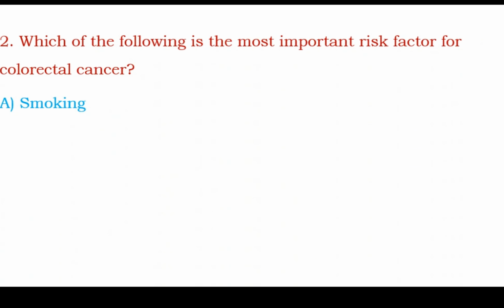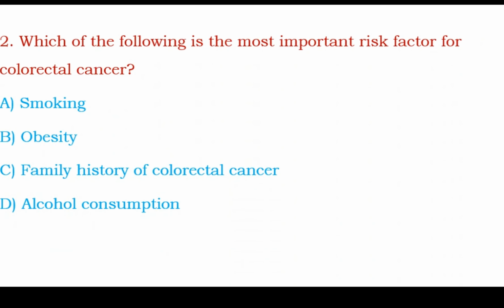2. Which of the following is the most important risk factor for colorectal cancer? A. Smoking. B. Obesity. C. Family history of colorectal cancer. D. Alcohol consumption. The answer should be family history of colorectal cancer. Explanation. A family history of colorectal cancer, particularly in first-degree relatives, significantly increases the risk. Other risk factors like smoking and obesity also contribute, but to a lesser extent.